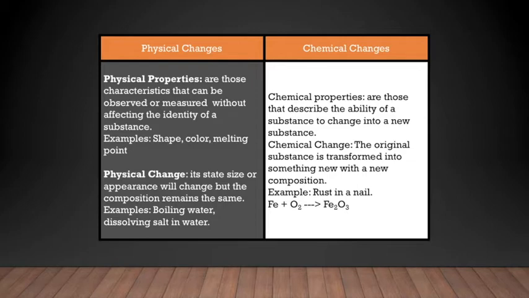For example, the shape of the substance, its color, its melting point. Physical change: its state, its size, or appearance will change, but the composition will remain the same. And some examples of this would be boiling water. Its state will change. It will turn into a gas, but it will still be considered water.